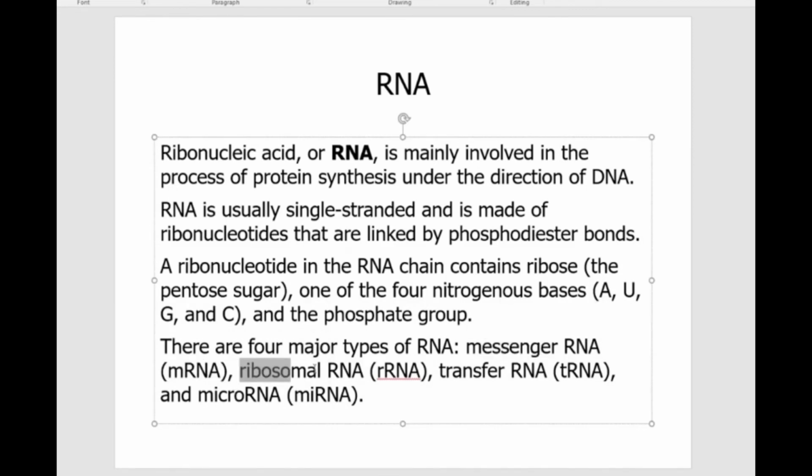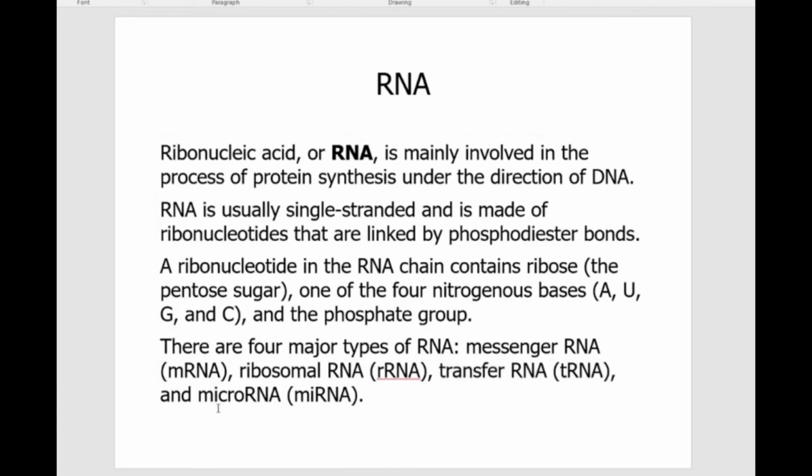Ribosomal RNA, so the rRNA is a major component in the ribosome. Okay, so the ribosome has ribosomal RNA, which will perform protein synthesis. And the transfer RNA, so when you make proteins, these transfer RNAs, tRNAs, will bring the amino acids. If you remember, that's the building block for proteins. They will bring the amino acids to ribosomes to make the proteins.